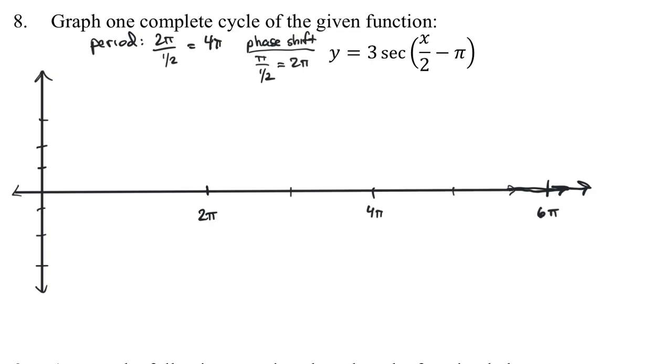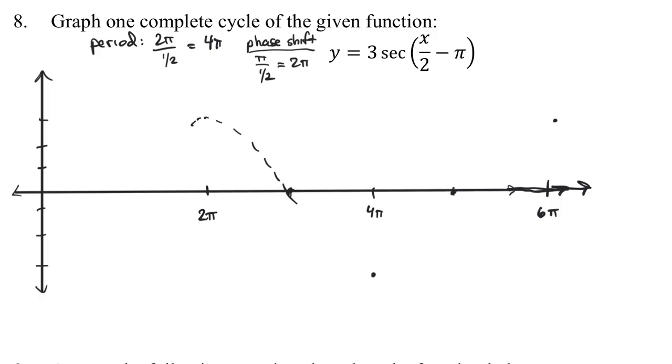So to graph a secant, if you remember, we first graph a cosine function. The cosine function starts at the top, above the midline, the top of its amplitude. So it's right here. And then in the middle of its period, it's underneath the midline. And then at the end of that cycle, it's at the top.